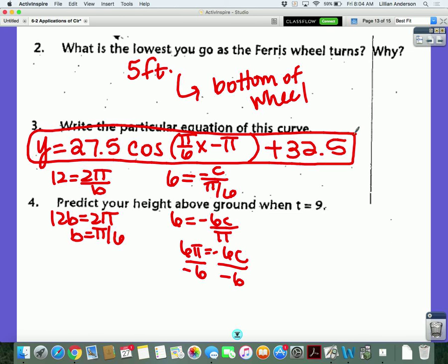So now for question 4, it says predict your height above the ground when t equals 9. Well, t clearly is what I wrote as x, so I can change that up real quick. Make that a t. And we're going to plug t in and get that our height above the ground is 32.5 feet. All you do is plug in 9 for t, or x if you use x, and make sure your calculator is on radian mode.